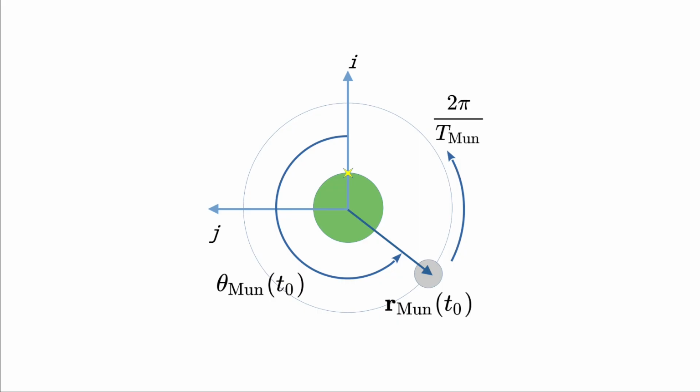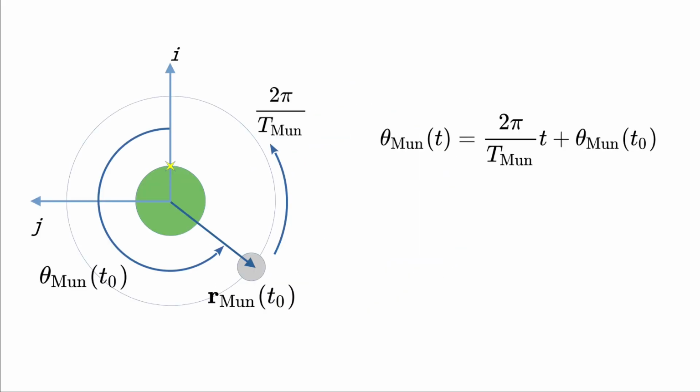With these parameters, we can create an equation of motion for the moon by multiplying any time t with the moon's orbital rate, and adding theta moon at the epoch. Hence, we can write theta moon as a function of time, and we note that it depends on the value of theta moon at t0, and that this equation only works for a body in a perfectly circular, uninclined orbit.